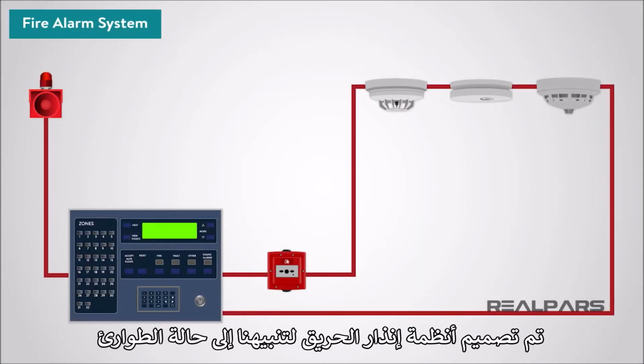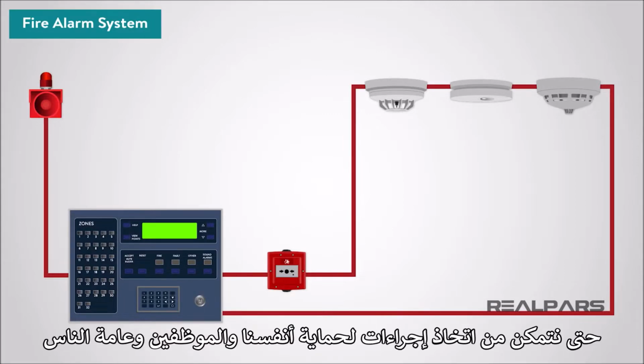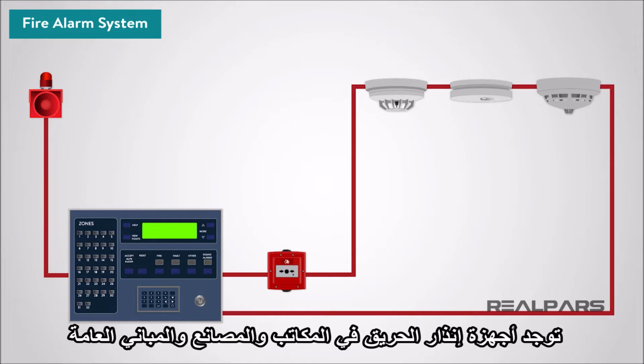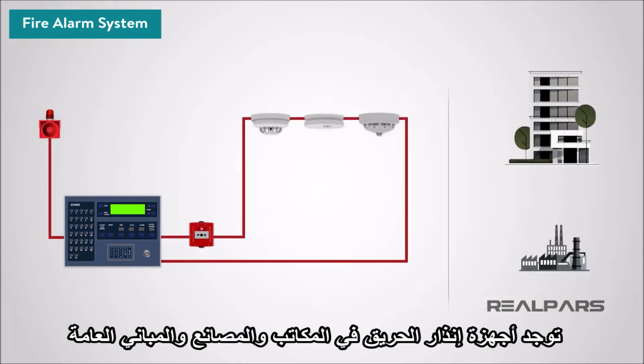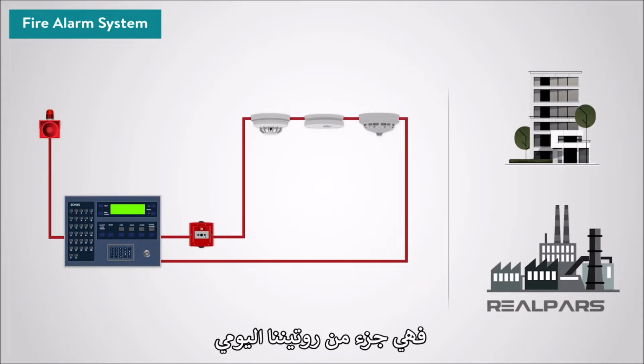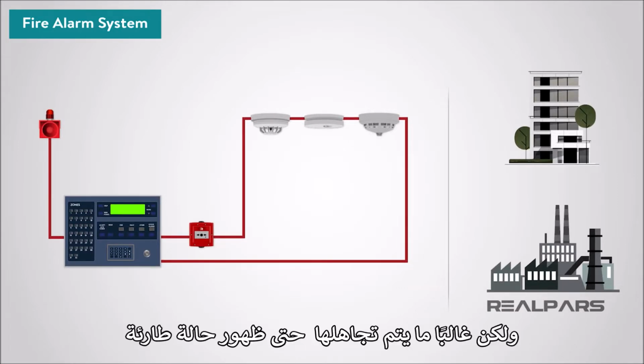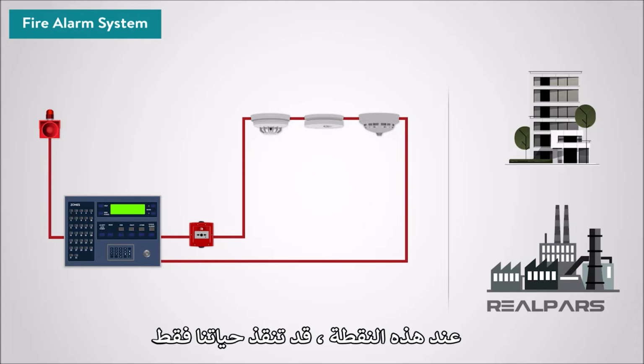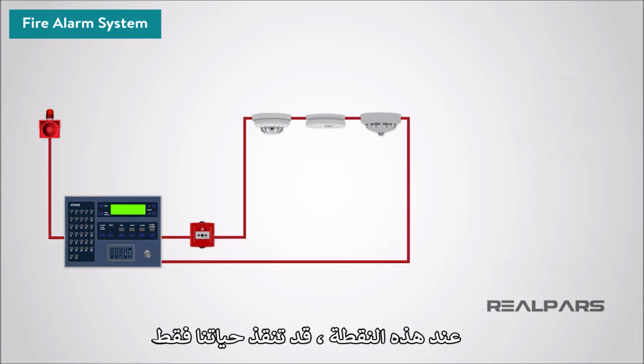Fire alarm systems are designed to alert us to an emergency so that we can take action to protect ourselves, staff, and the general public. Fire alarms are found in offices, factories, and public buildings. They are a part of our everyday routine, but are often overlooked until there's an emergency, at which point they might just save our lives.